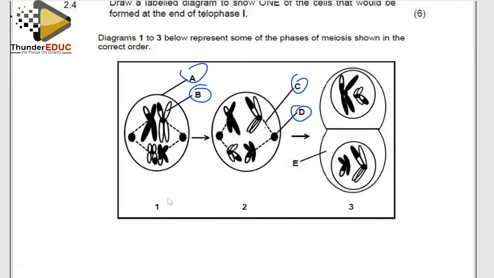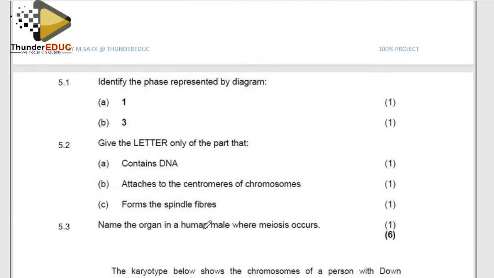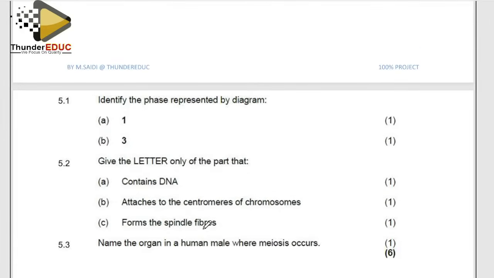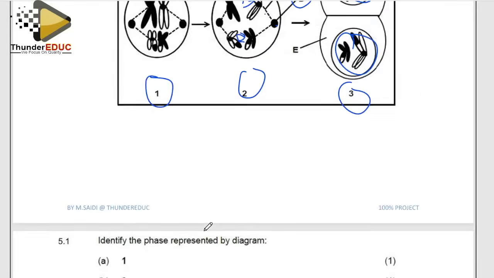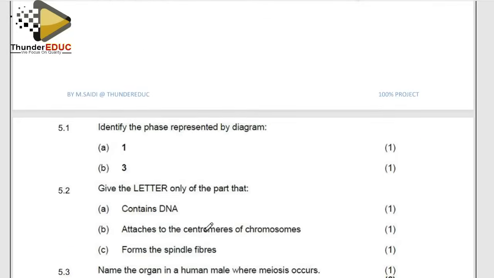Which phase is this? This is metaphase 1. This one, they are separating, so it's anaphase 1. And here we see it is telophase 1. Identify the phase represented in diagram 1. We said 1 is metaphase 1. Diagram 3 is telophase 1.